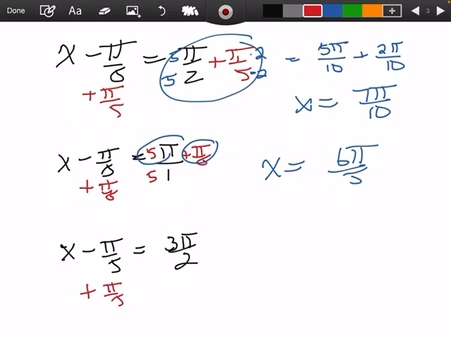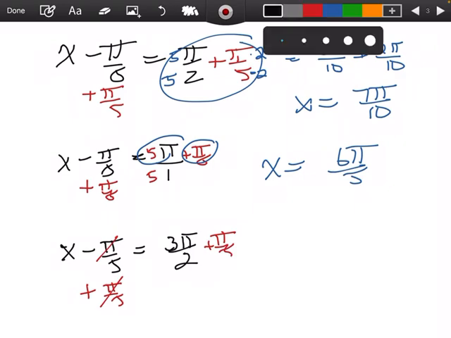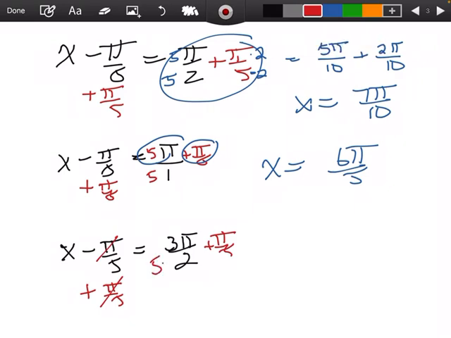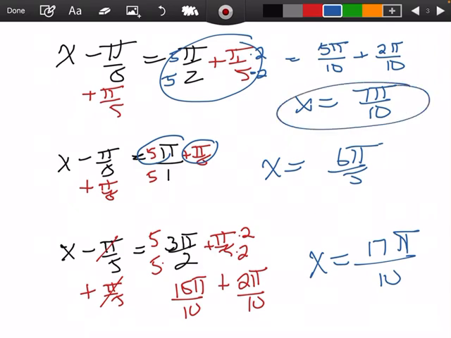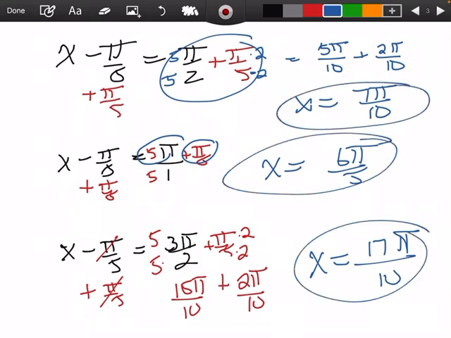So add pi over 5 to both sides, right? So those are going to cancel. And let's see, common denominator is going to be 10 again. So I'm going to multiply this part here by 5. Multiply this one here by 2. So that's going to give me a 15 pi plus 2 pi. Each of these are over 10. So now what we have is x is equal to 17 pi all over 10. Okay. So here's my second, my third, and my fourth point.